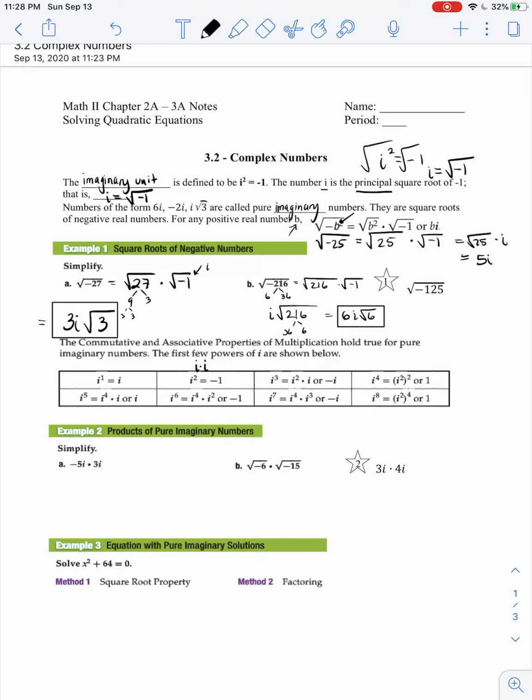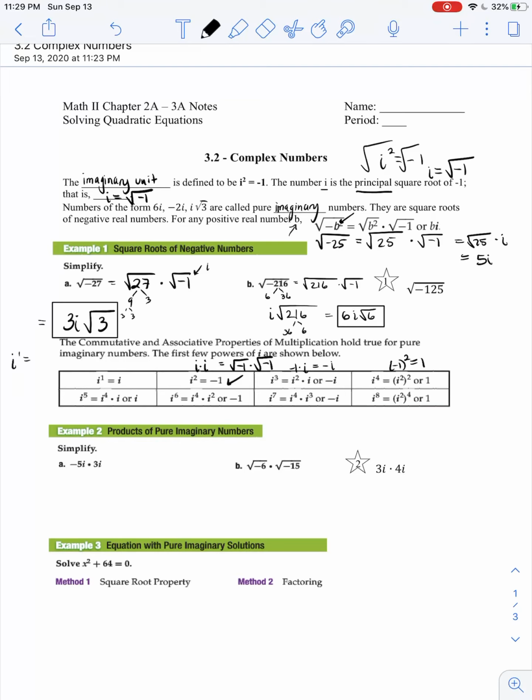If you have i squared, so that's i times i, that's the square root of -1 times the square root of -1, you get -1. If you take i squared, so -1, and multiply by i, you get -i. And then if you do i to the fourth, that's -1 squared, because i squared is negative 1, and then you get positive 1, and then this just keeps repeating.